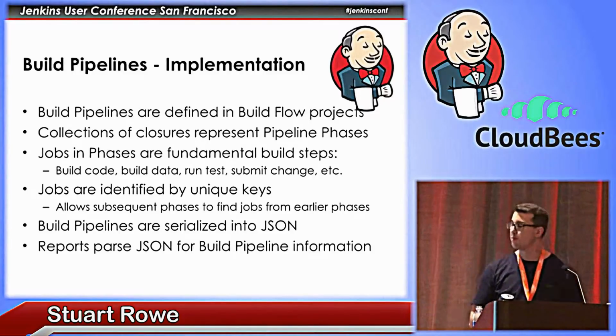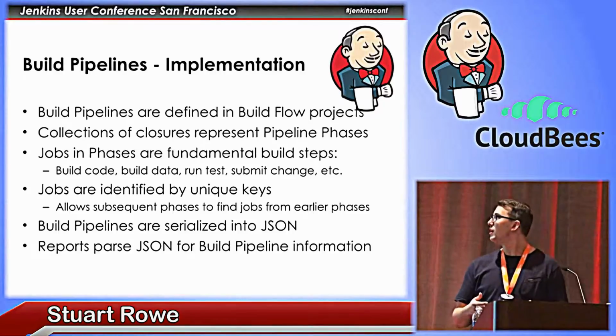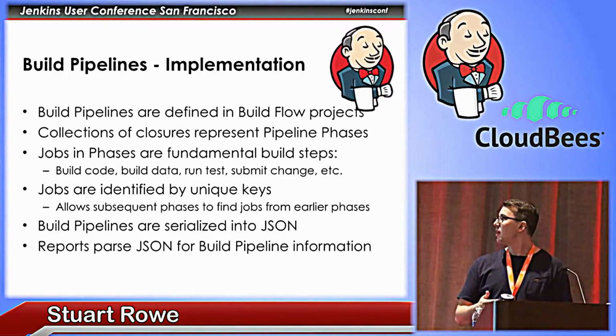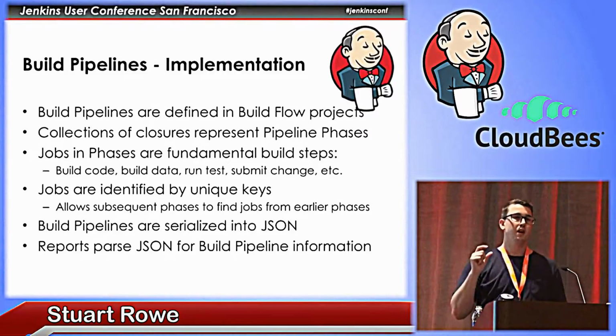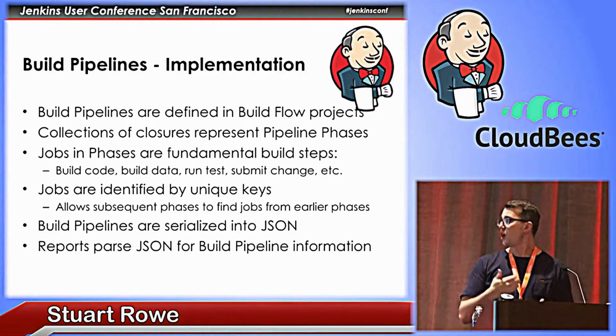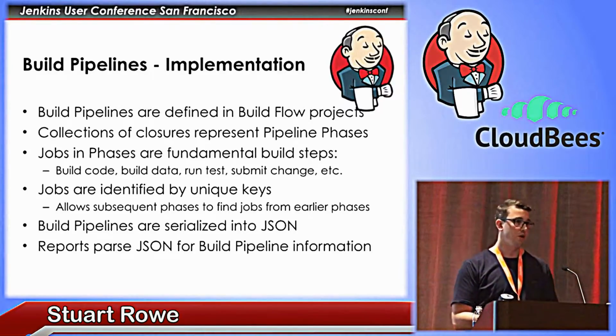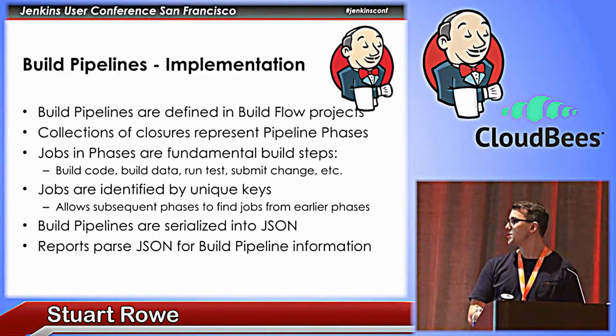So our build pipelines rely extensively on the build flow plugin for orchestration. And in the previous slide, I showed build phases and test phases, and we describe each of those phases as a collection of closures that are going to execute the necessary jobs. Each of those jobs is going to be one of our fundamental build steps, such as building code, building data, running a given test, and submitting changes.